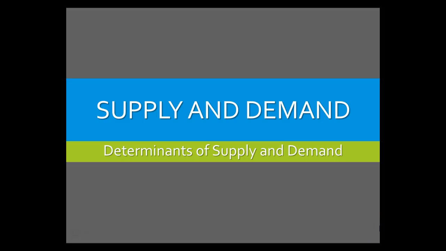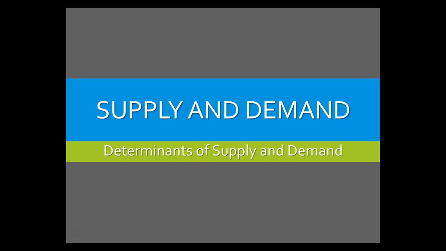Hi, today we're going to be looking at what are called the determinants of supply and demand. In the previous class we looked at the basic supply and demand model, and we looked at the basic graph where supply and demand form an X, and at the intersection of those two curves we find the price and quantity of a good. But those supply and demand curves don't always stay where they're at.